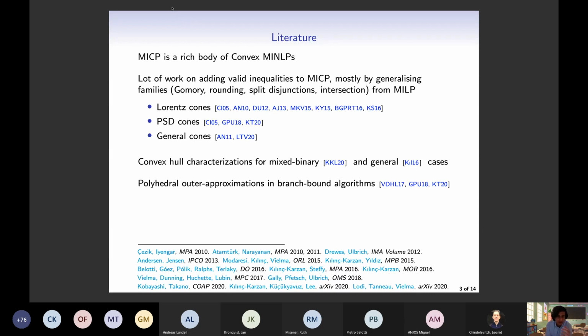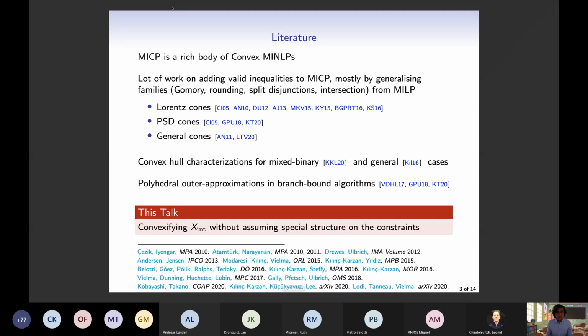But there's a lot of other work. The part most relevant to what I'm saying is these more general convex hull descriptions. There's work by Fatma. I don't know if she's in the audience today, but she was there yesterday. She has a lot of papers in this regard. There's also some recent work on the special mixed binary case. And of course, there are outer approximation algorithms and branch and cut methods to actually solve these problems computationally.